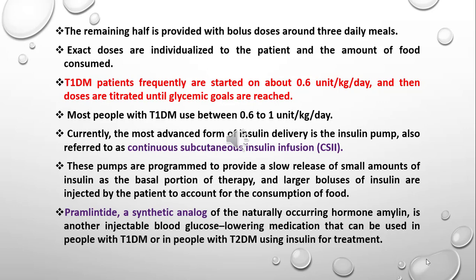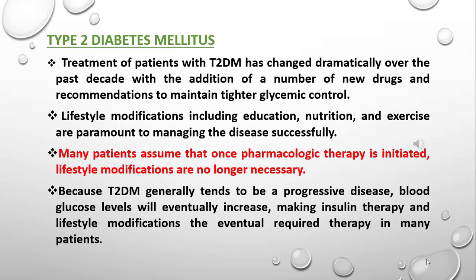Pramlintide, a synthetic analog of the naturally occurring hormone amylin, is an injectable blood glucose lowering medication that can be used with type 1 diabetes patients and type 2 diabetic patients using insulin for treatment. Now move towards type 2 diabetes.